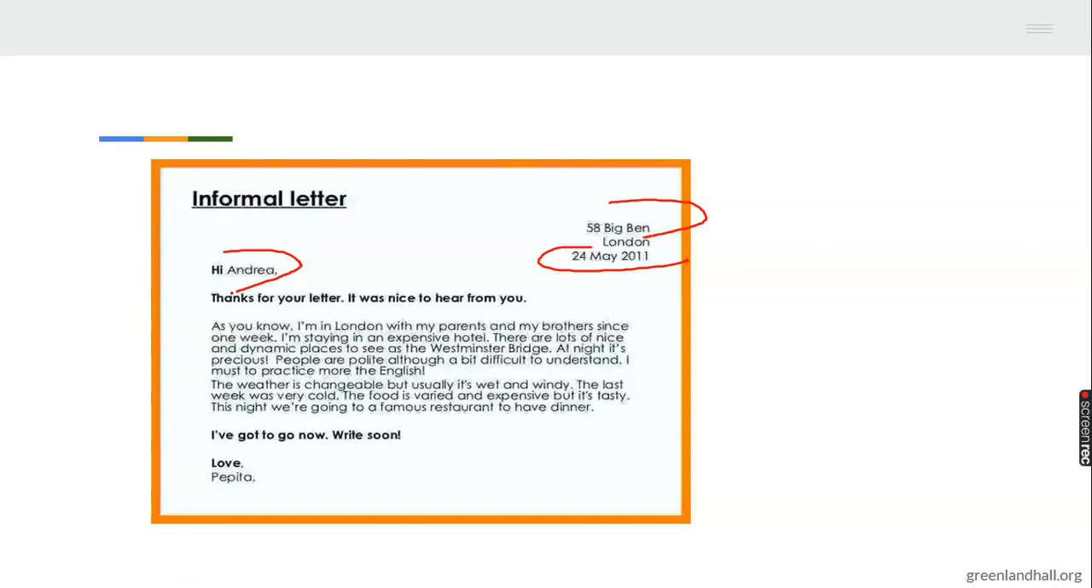Look at this one. Thanks for your letter. That means the person has written before. Then you write your body, all the things you want to tell the person. Look at this. I've got to go now. Write soon. Okay, that is your closing remark.